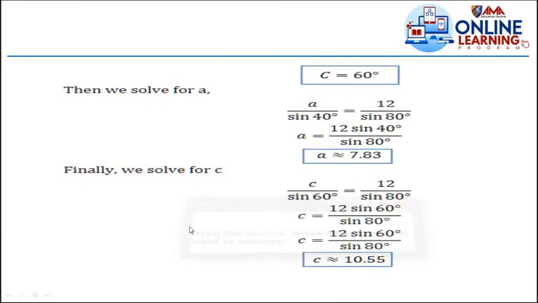So those are now the remaining parts of the oblique triangle. You have angle C, 60 degrees, side a, 7.83, and side c equal to 10.55.